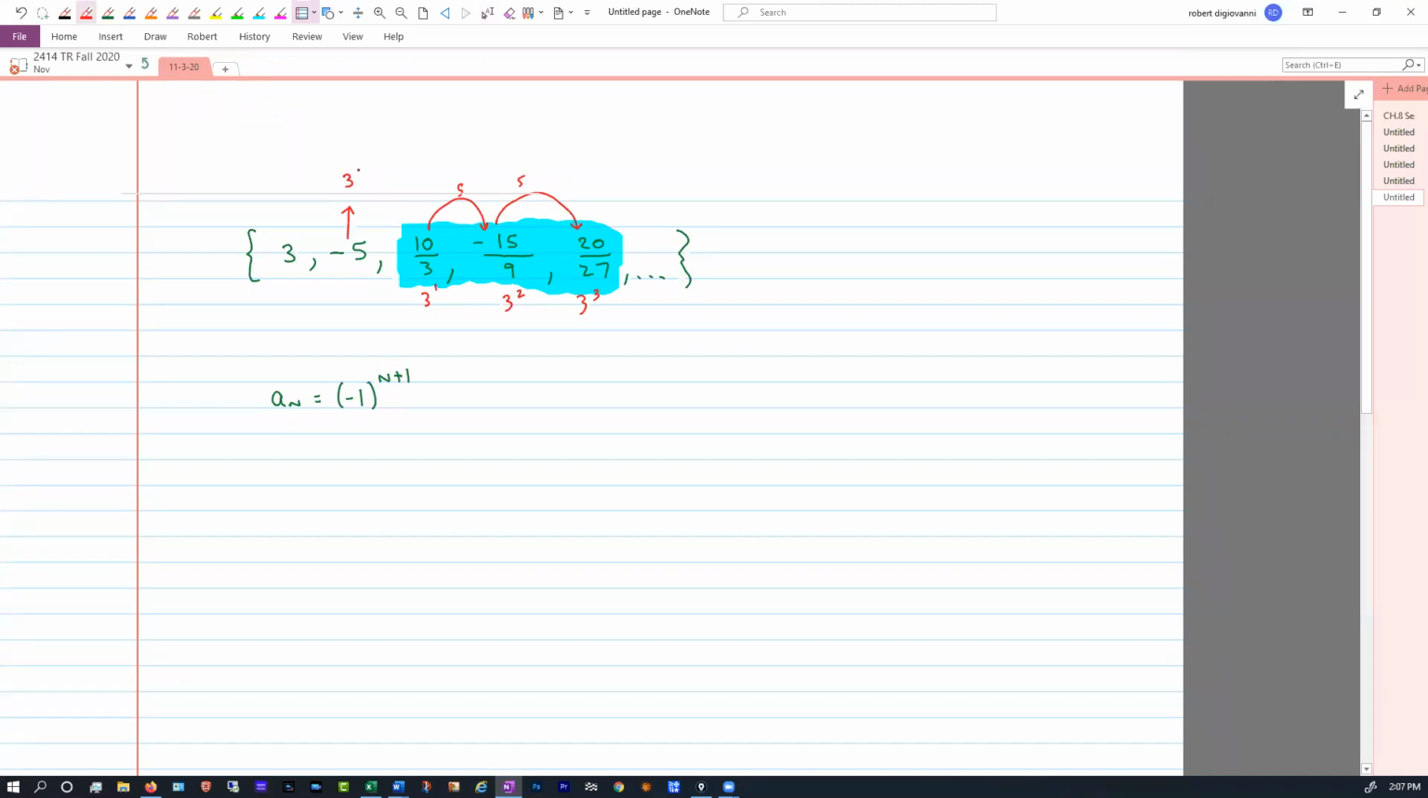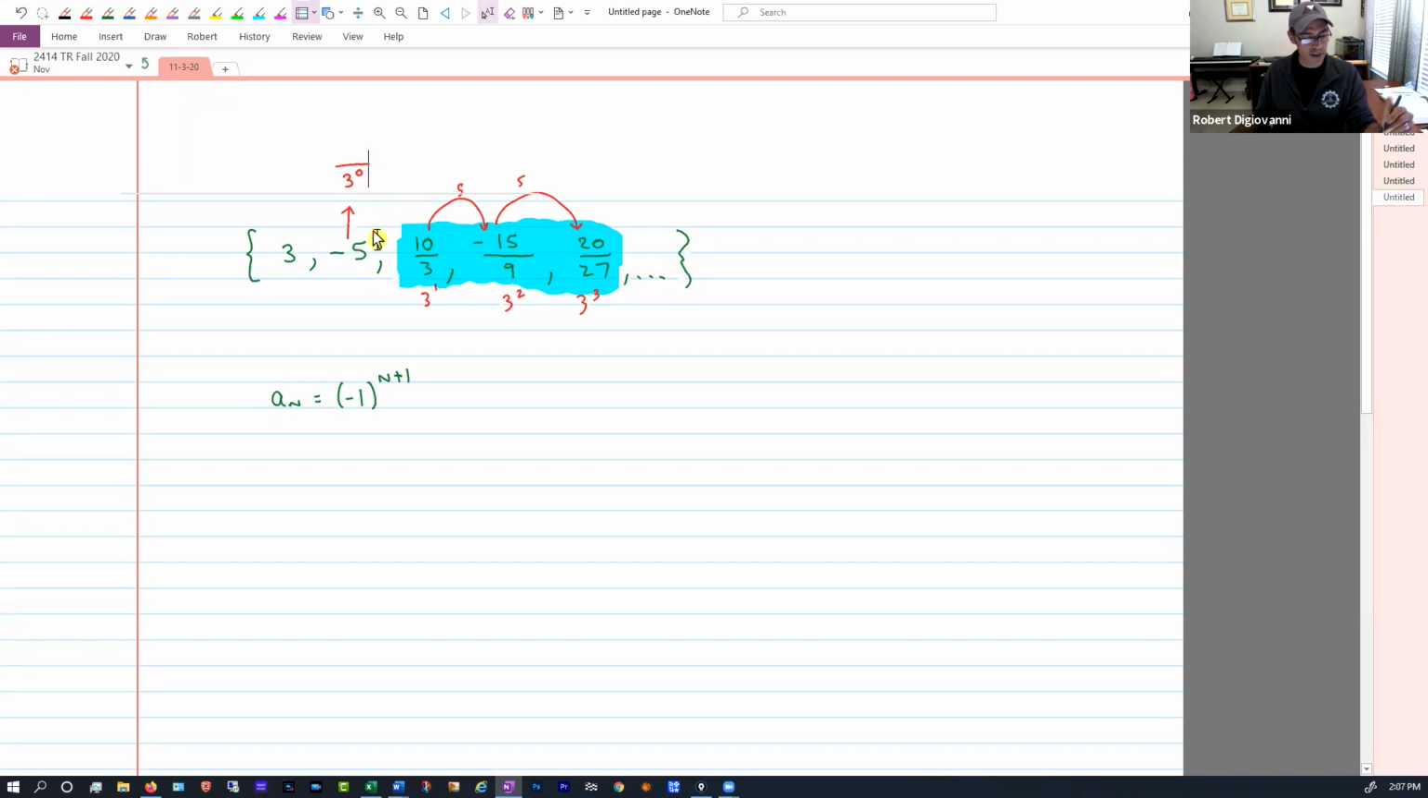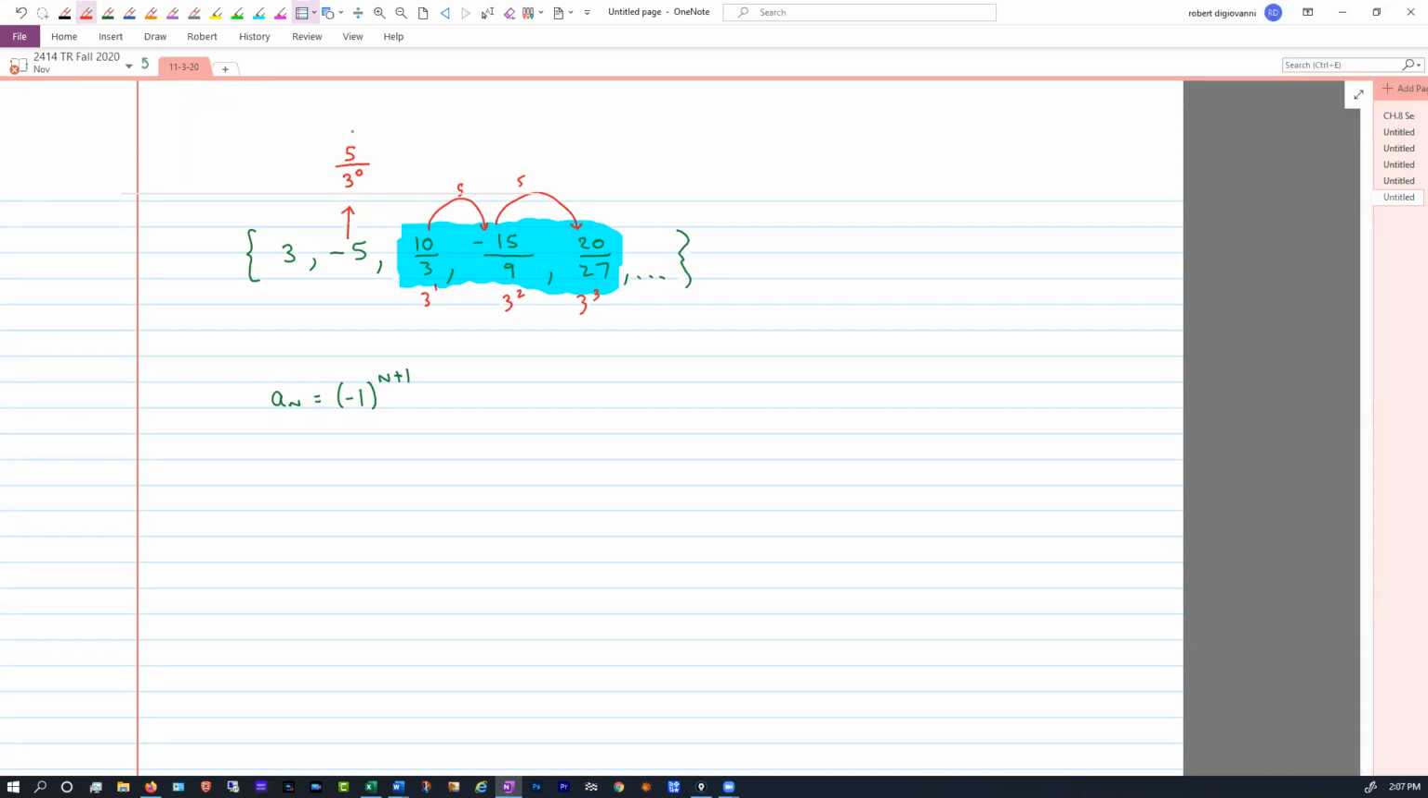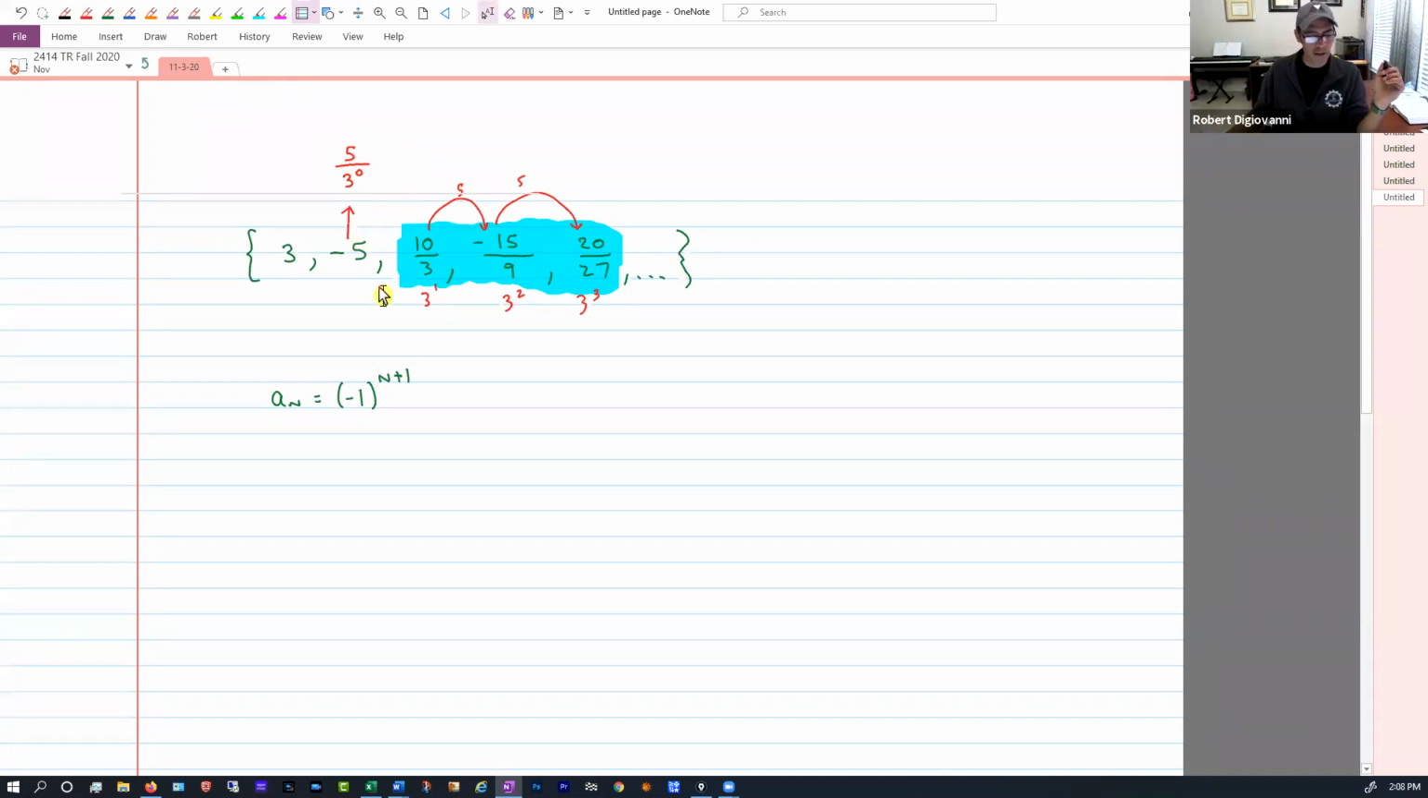5/3^0? Three to the zero, right? On the top, it should be 5 < 10, which is 5. And 5/3^0 is 5, isn't it? Mm-hmm. 3 to the 0 is 1. So that is correct. That is the right thing here.